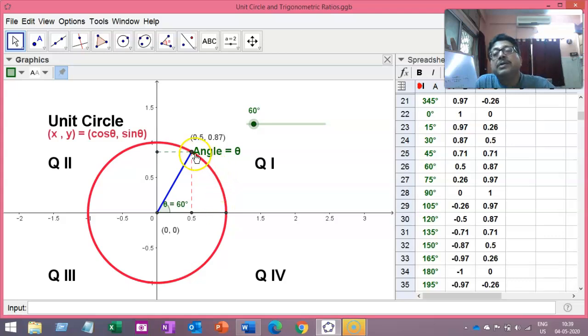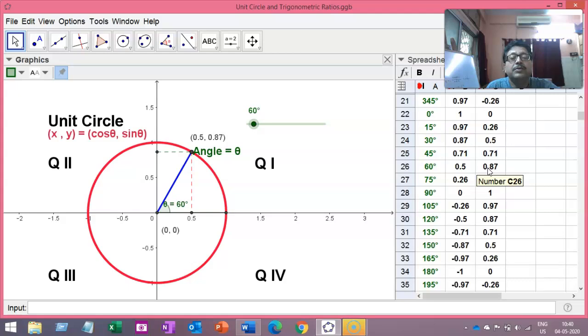Okay. This one coordinate is again being given over there, 0.87. So sine 60 degree will be 0.87. What you have taken for sine 60 in class 10 was root 3 by 2. If you calculate approximately, root 3 is 1.732, divided by 2, it is coming 0.87 approximately. Okay. So sine 60 degree, it has given the correct answer. In the unit circle, cos 60 degree equals 0.5 and sin 60 equals 0.87.